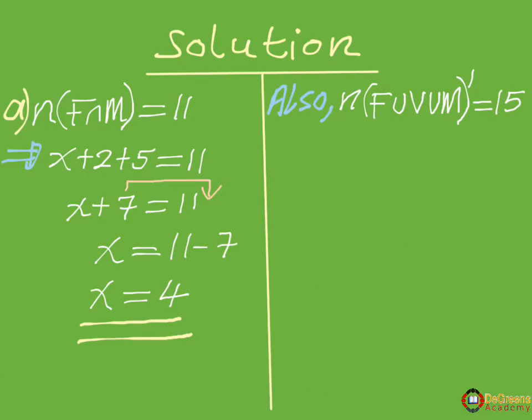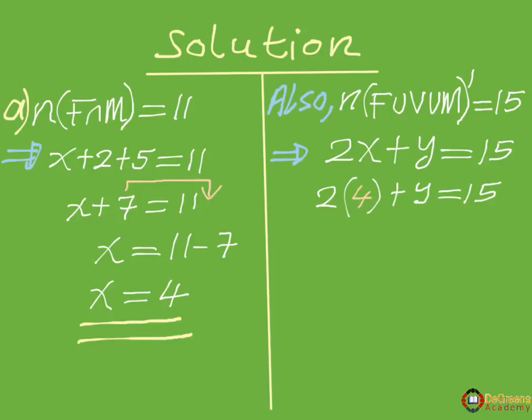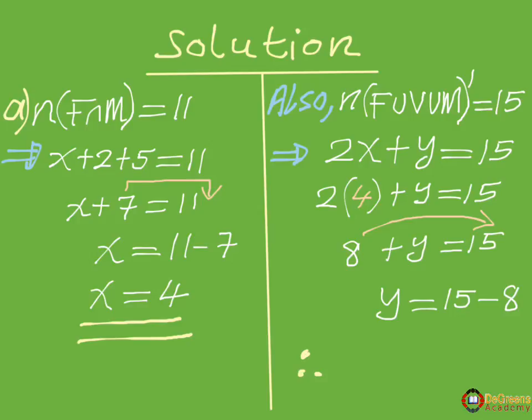we'll go back. So we are going to have x plus y equal 15, which means 2 times 4 plus y is equal to 15, since our x is 4. 2 times 4 will give 8, so we have 8 plus y equal 15. To have y on one side of the equation, writing 8 on the other side and changing the sign, we have y equal 15 minus 8, which will give y as 7. So the value for y is 7.